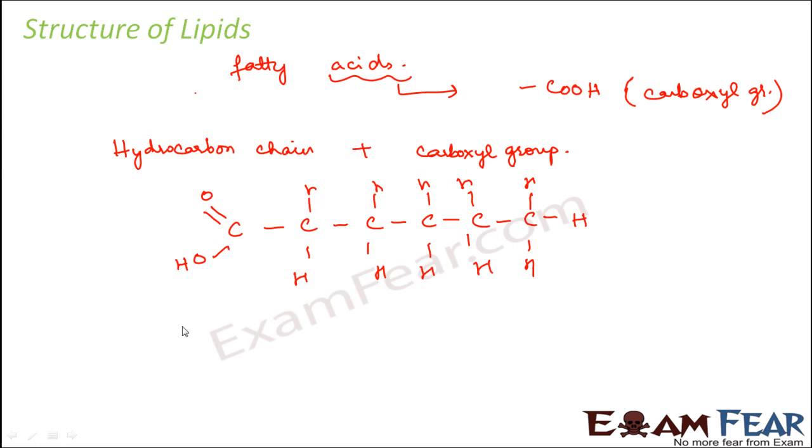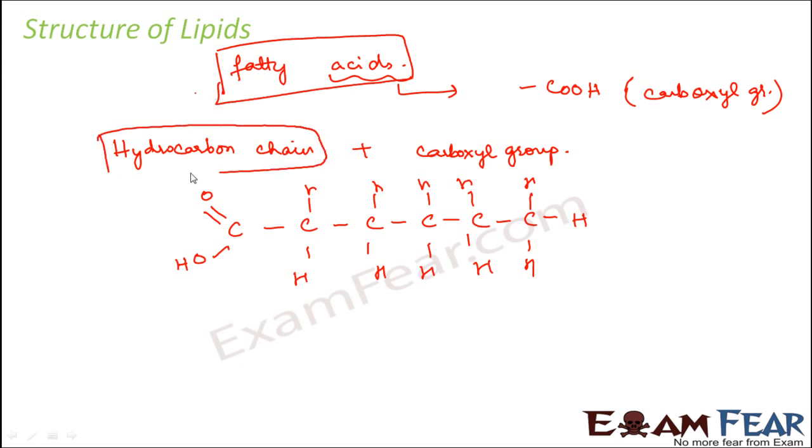Now again, when we talk about fatty acids, there are two types of fatty acids. We will talk about that a little later. For now, you should understand the fatty acids are the building blocks of lipids, and the structure of fatty acid consists of a hydrocarbon chain and a carboxyl group. The presence of this carboxyl group makes it an acid.